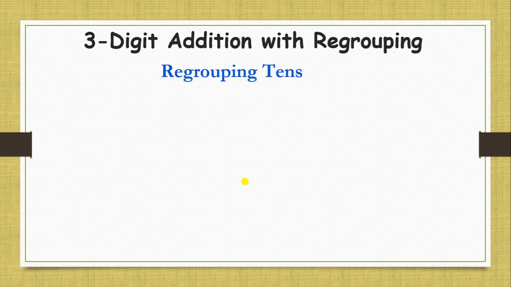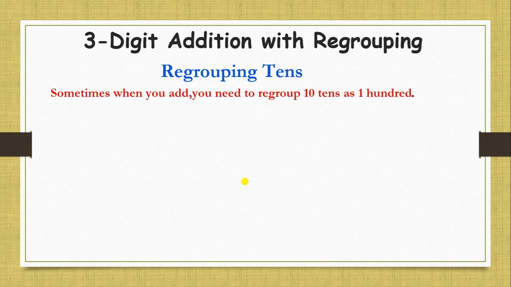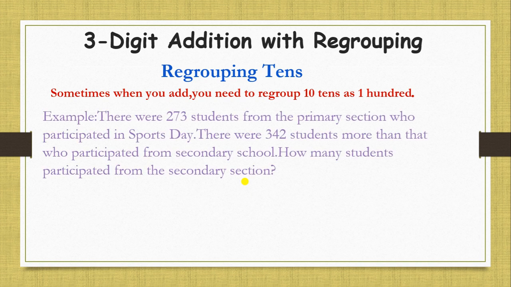Now let's see regrouping tens. Sometimes when you add, you need to regroup tens as 100. Let's see one example. There were 273 students from the primary section who participated in sports day. There were 342 students more than that who participated from secondary school. How many students participated from the secondary section?